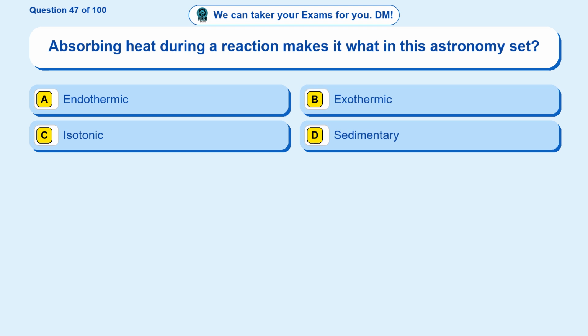Question 47. Absorbing heat during a reaction makes it what in this astronomy set? Option A, endothermic. Option B, exothermic. Option C, isotonic. Option D, sedimentary. The correct answer is option A, endothermic.